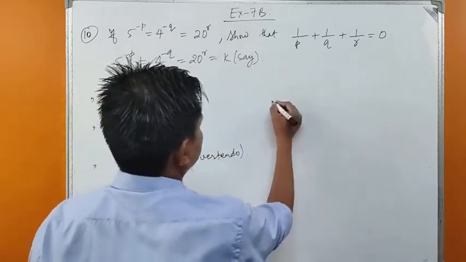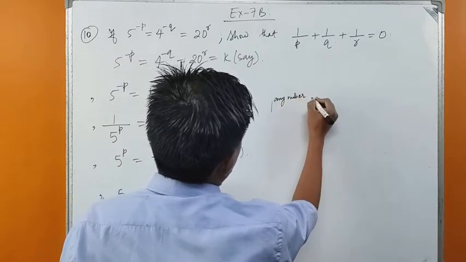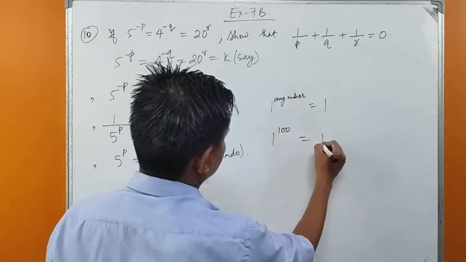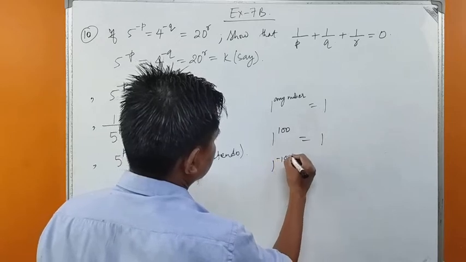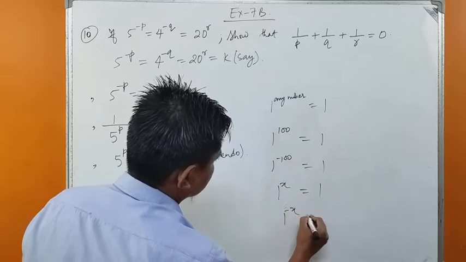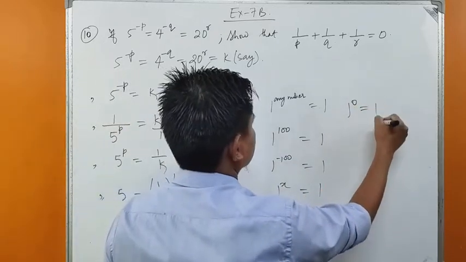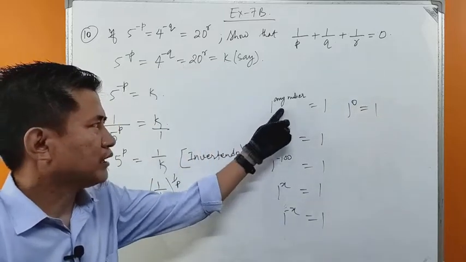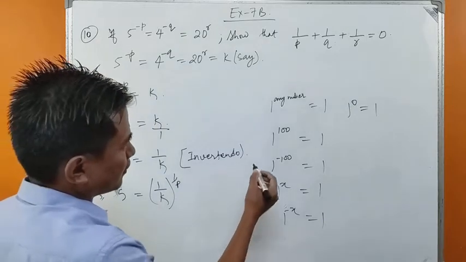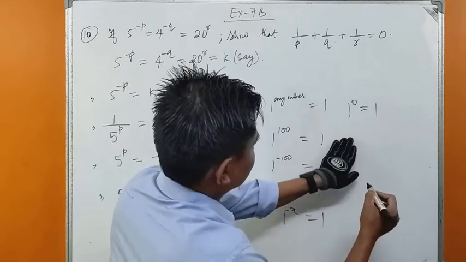1 to the power any number is always 1. Okay, 1 to the power 100 equals 1, 1 to the power minus 100 equals 1, 1 to the power x equals 1, 1 to the power minus x equals 1, 1 to the power 0 equals 1. 1 to the power any number is always equal to 1. So this means 1 to the power 100 is 1, and 1 to the power root of 100 is also 1.